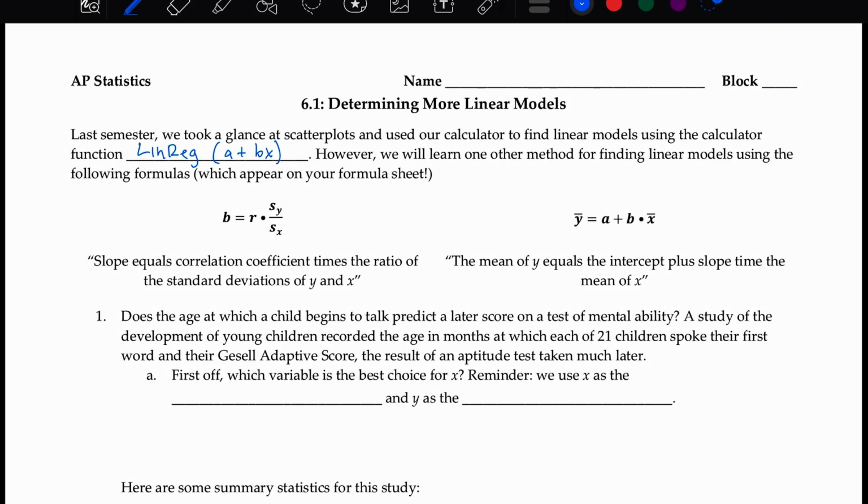So that was the old way of doing things. Let's learn another method that doesn't really require those menus of your calculator. It is completely reliant on two particular formulas here.